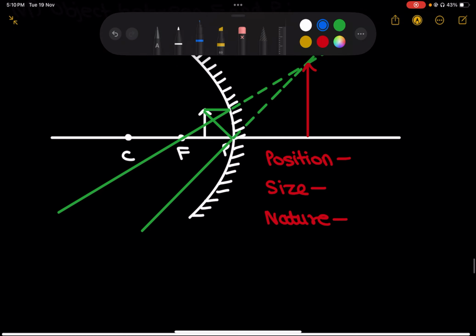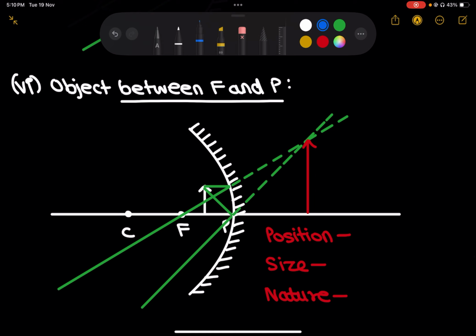Okay. So, again, this time I forgot the object. This time, the object is kept between the focus and the pole, so it is very, very close to the mirror. Again, we draw the parallel ray, the ray through the focus, and the ray towards the pole, where the angle of incidence is equal to the angle of reflection.